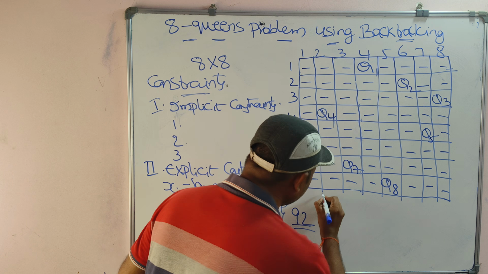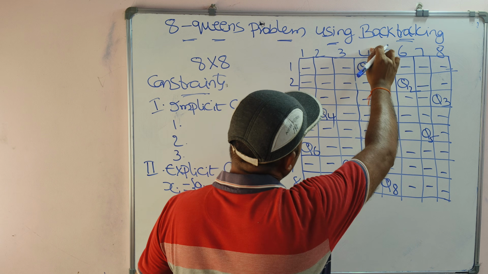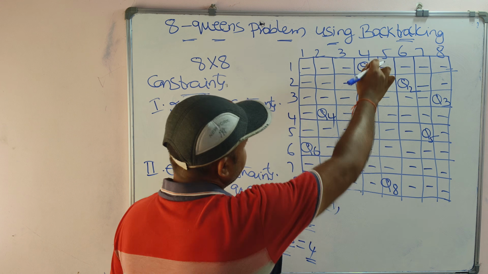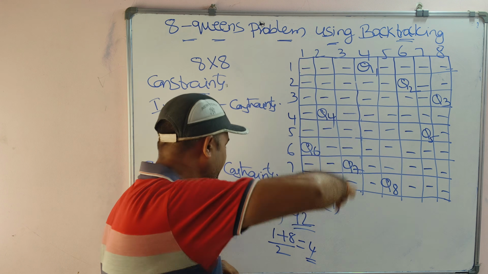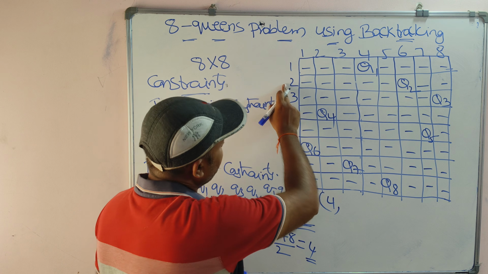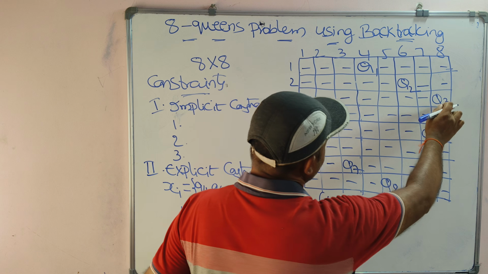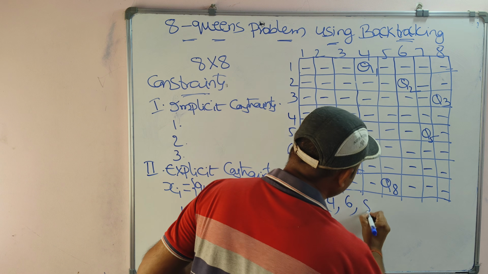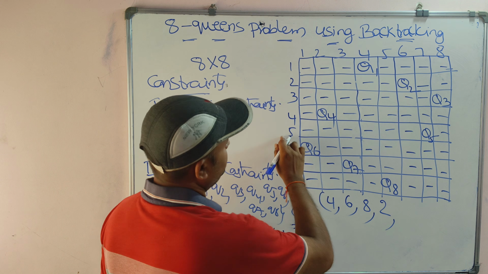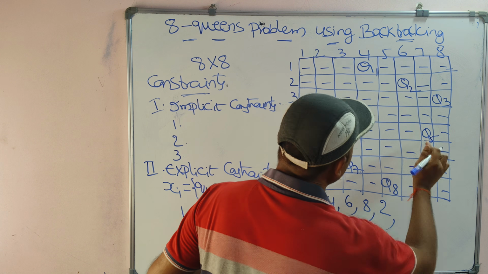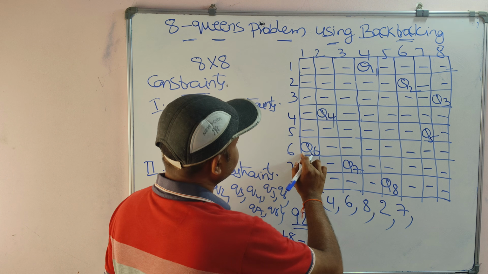So here the solution is, we have to place the first queen in the 4th row, and here we have to mention the 4th column. Here the cell represents the column number. Next, place the second queen in the 6th column. Next, place the third queen in the 8th column. Next, the 4th queen in the 2nd column. Next, the 5th queen in the 7th column.